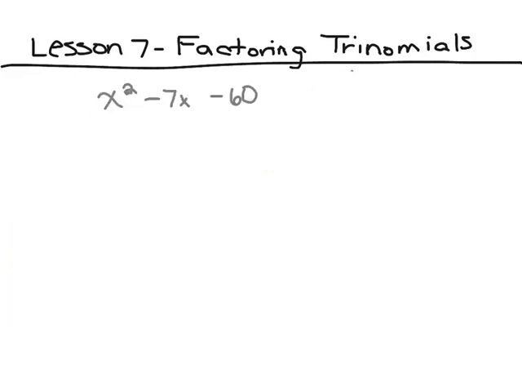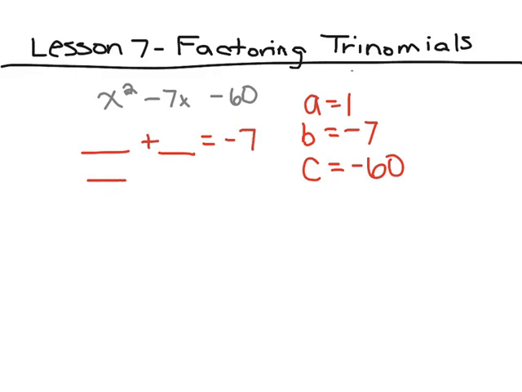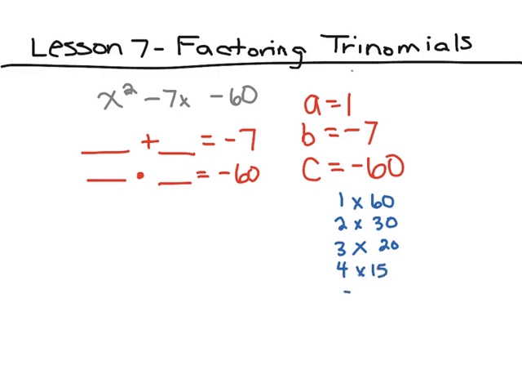Next example, we have a equals 1, b equals negative 7, and c equals negative 60. You want two numbers that add up to make negative 7 and multiply to get 1 times negative 60, so negative 60. We're going to go through our factors of 60. So 1 times 60, 2 times 30, 3 times 20, 4 times 15, 5 times 12, and 6 times 10.